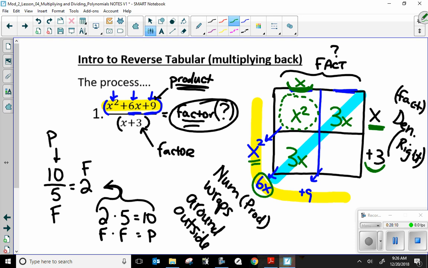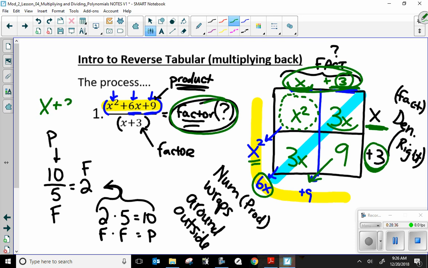So what goes here? What do I multiply by x to get 3x? I multiply a positive 3. Okay? Now look, what's 3 times 3? It's 9. Boom, that's exactly what I have. So what's my answer? What's the one factor I didn't know? X plus 3. The answer is x plus 3.